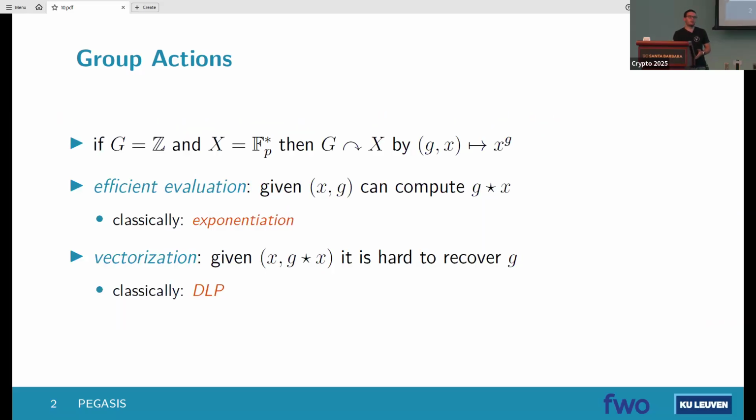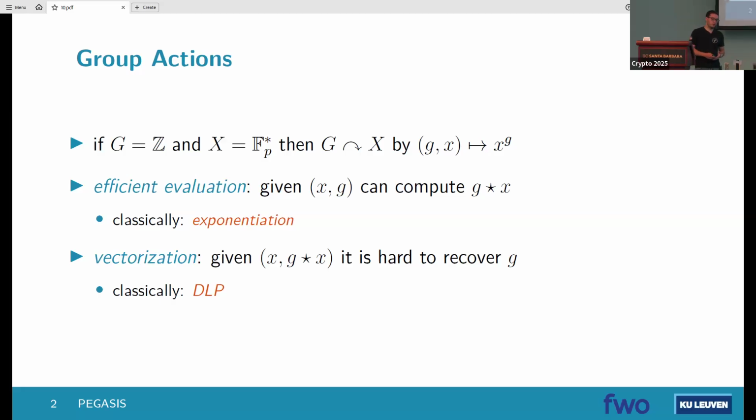Now, I think there is a very common example that most of you will be familiar with. If the group is the set of the integers and the set is the invertible elements of a finite field Fp, then we can send the pair (x, g) to g to the x. And this action has a lot of place in cryptography, as you probably know. Now, when we're given a group action, we generally ask ourselves two questions. The first is how efficient it is to evaluate this group action. In the example that I just mentioned, given x and g, how efficient it is to compute g star x, that is, how efficient it is to compute g to the x. And we know this is quite efficient.